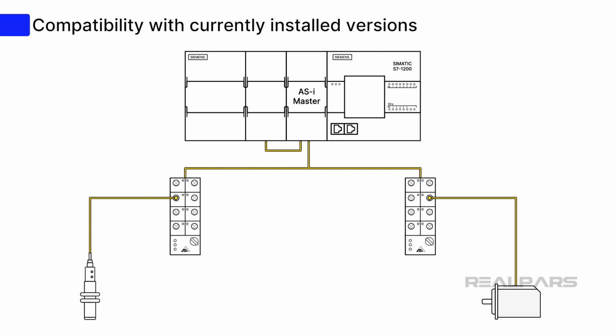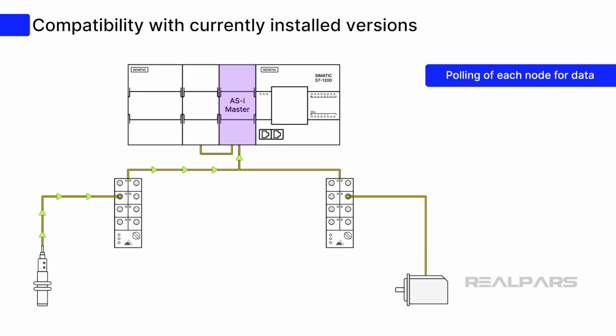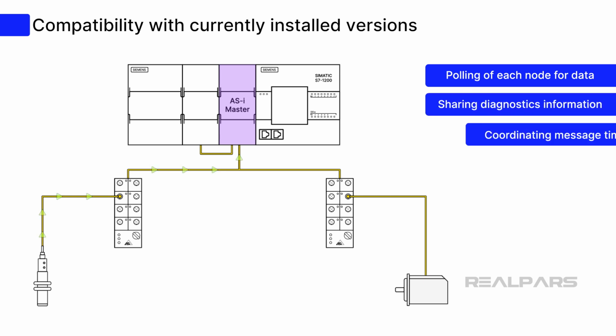So what do I need to consider when implementing ASi-Bus systems? First, I will look at the heart of any ASi-Bus network, the ASi master. The ASi-Bus master card in any control system has many functions. The master controls communication across the network, including polling of each node for data, sharing diagnostics information, and coordinating message timing. Different ASi-Bus master cards allow the network to have specific properties.